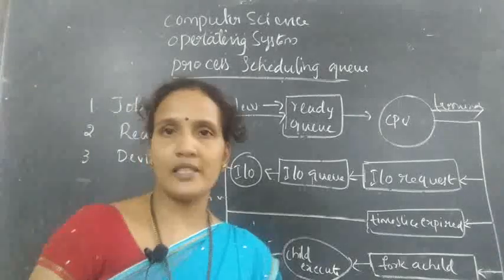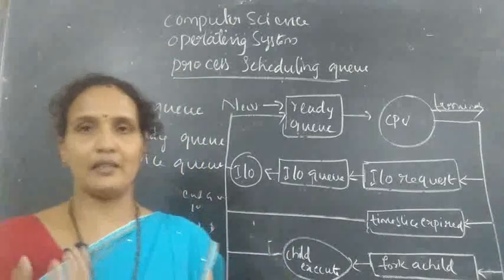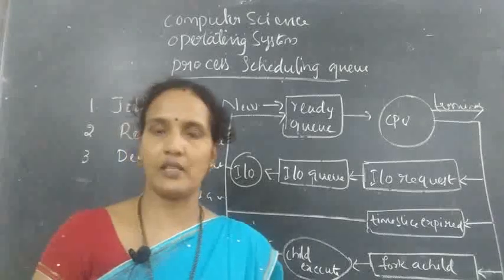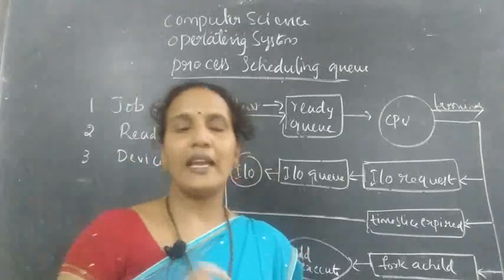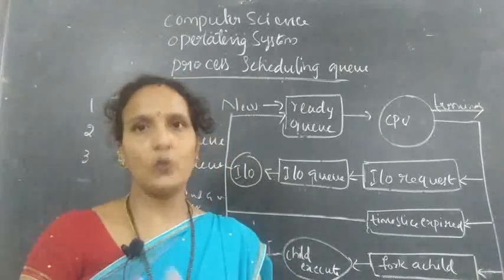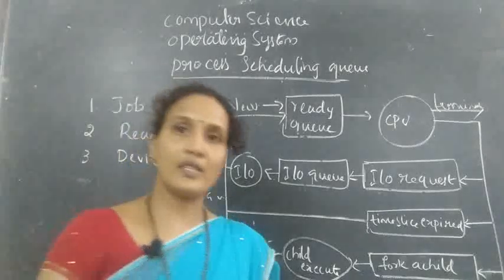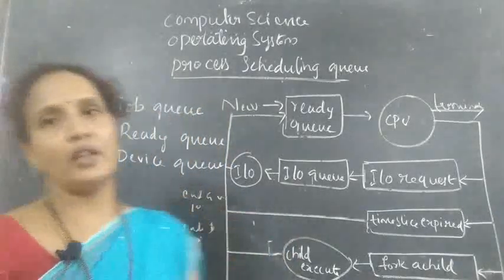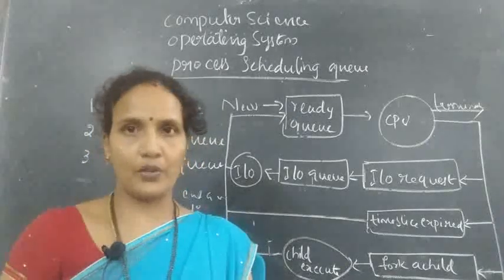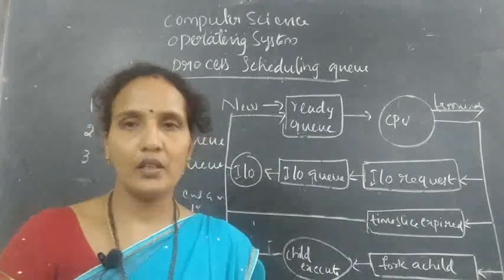If any process is waiting for any input and output, a device means you can take CDs and DVDs. If any process is waiting for any input, just now I have explained, enter A value, B value, in that case you are taking input from a user. That is called an input and output queue. If any process is waiting for any input or output, that process is maintained in a device queue. Understood all of you?